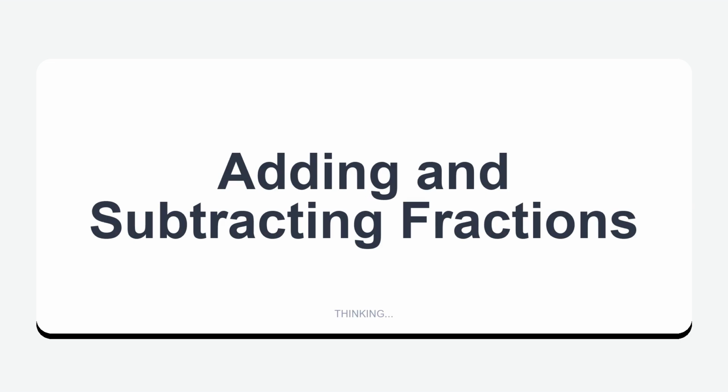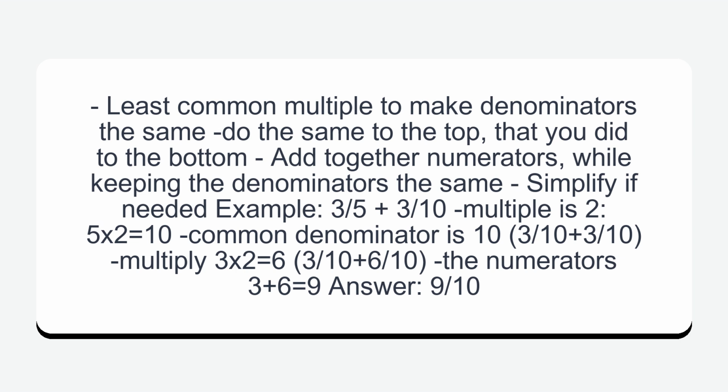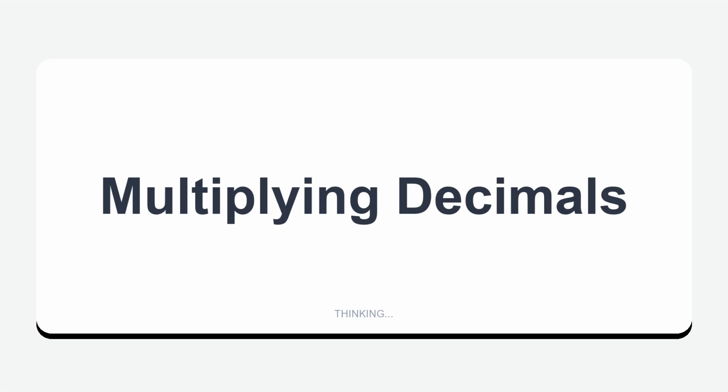Adding and subtracting fractions. Find the least common multiple. To make denominators the same, do the same to the top that you did to the bottom. Add together numerators, while keeping the denominators the same. Simplify if needed. Example, 3/5 plus 3/10. Multiple is 2. 5 times 2 is equal to 10. Common denominator is 10. 3/5 becomes 6/10: multiply 3 times 2 is equal to 6. 6/10 plus 3/10. The numerators: 6 plus 3 is equal to 9. Answer, 9/10.